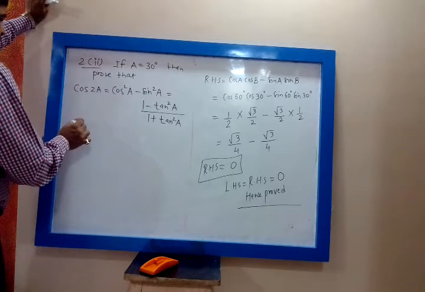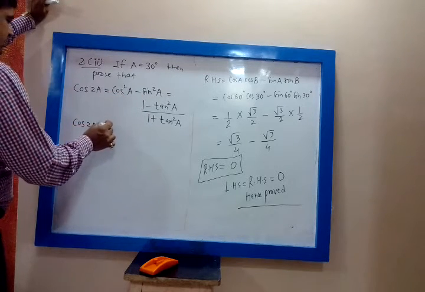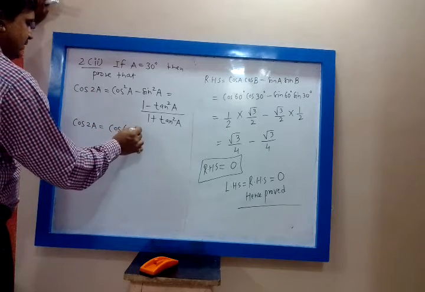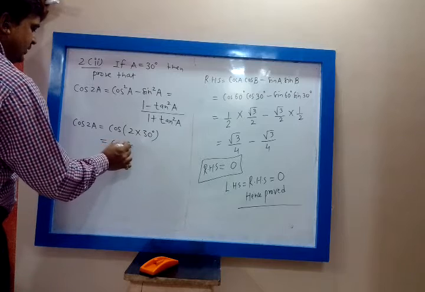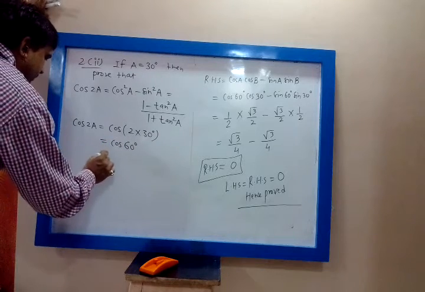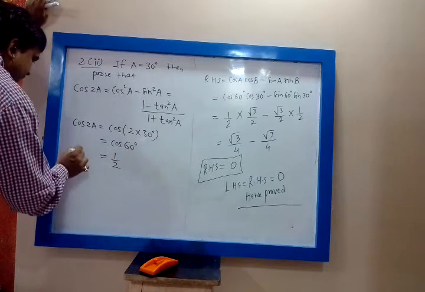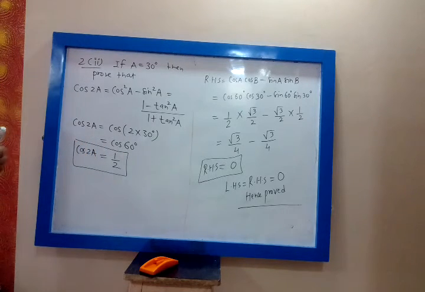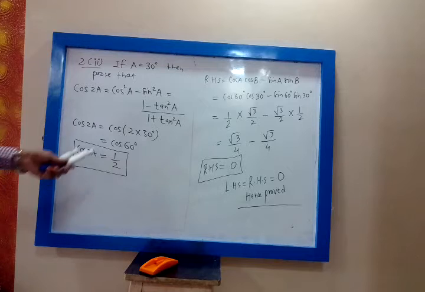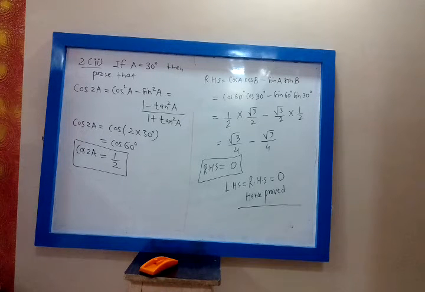So first we consider cos 2A. Then what is the value of A? A is 30 degrees. So you will get cos 60 degrees. What is the value of cos 60 degrees? 1 by 2. Yes, so cos 2A value is 1 by 2. So it is clear. Yes, first. First is homework. Second I am doing. Whichever I am leaving, they are homework.